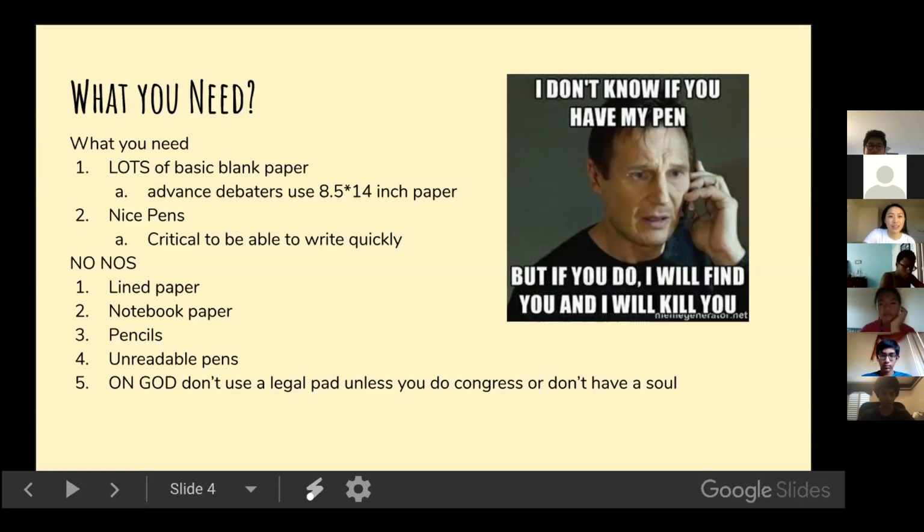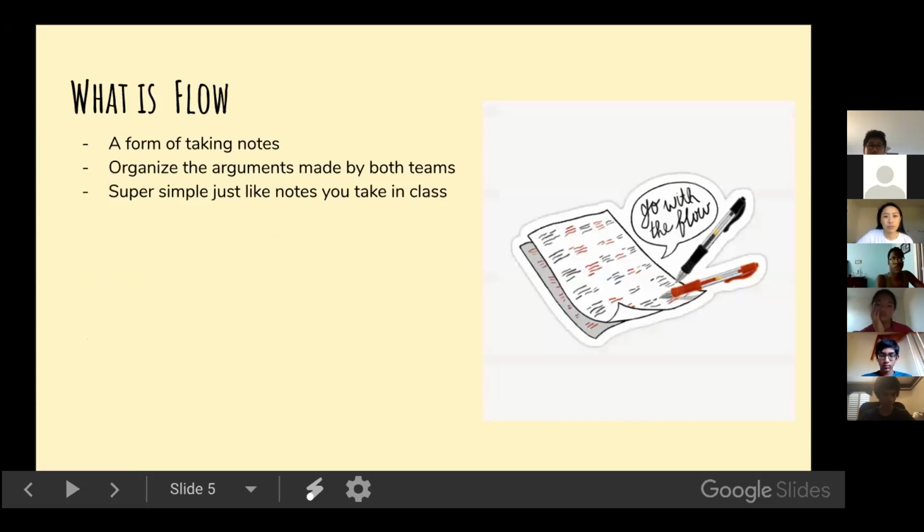Okay. And then on to what is a flow? This probably should have gone higher up, but that's okay. A flow is just a form of taking notes. This is how you organize your debate, and it's super simple. You just take notes like you would in class, except you try to keep things shorter, and you really have to see how they interact with each other. A lot of people say that they never understood debate until they understood how to flow, and this is super true, at least for me and a lot of people that I've talked to, because if you don't understand how arguments interact, which is what you see when you start flowing, it's hard to see how a debate works.